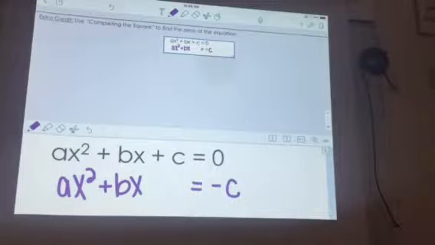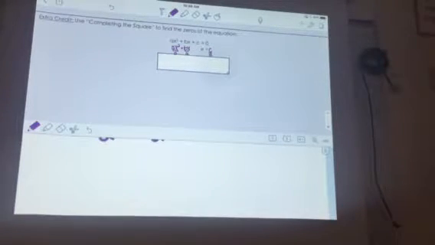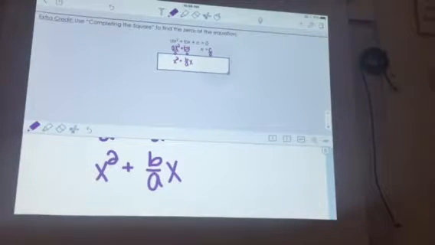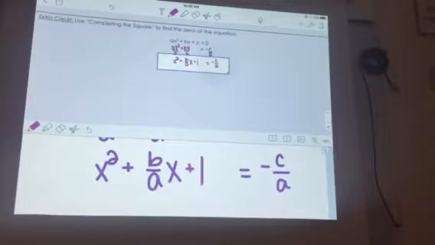Now when we did completing the square, we only did it if the leading coefficient was 1. Which means I need to get rid of that a term. So I'm going to divide everything by a. And we'd end up with x squared plus b over a x, that's the coefficient of x, equals negative c over a. You'll notice I'm leaving a big space right here. That's because that's where we're going to add a constant so that on the left-hand side we have a perfect square trinomial.